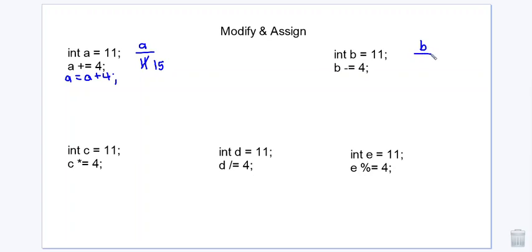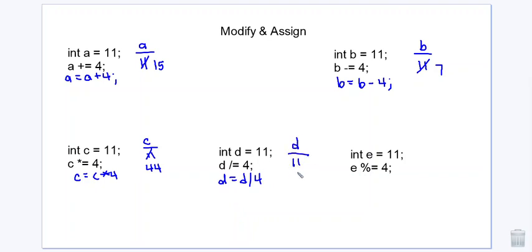Or what's happening in this line is equivalent to saying B equals B minus 4. I subtract 4 from B and I assign it back to B. Or what's happening here is I start off with my C value and I multiply it by 4 and I assign it back to C. Or in this one, I divide D by 4, and because these are integers, I only get an integer value, and I assign it back to D.